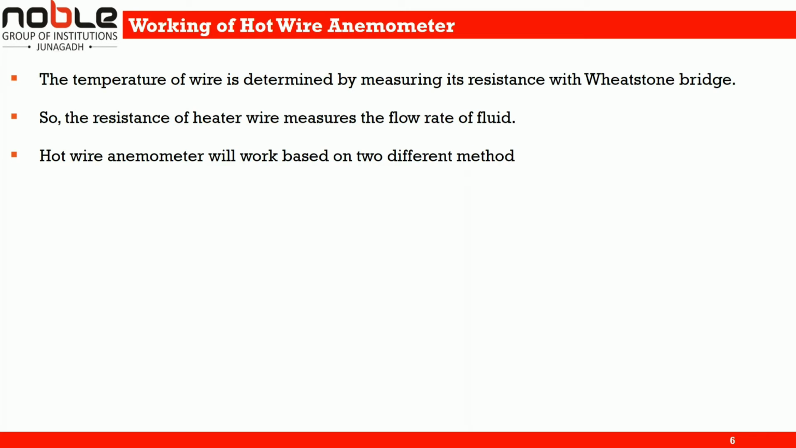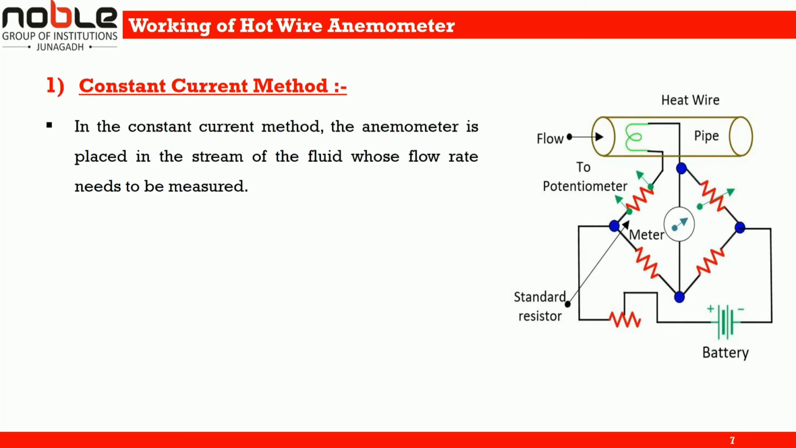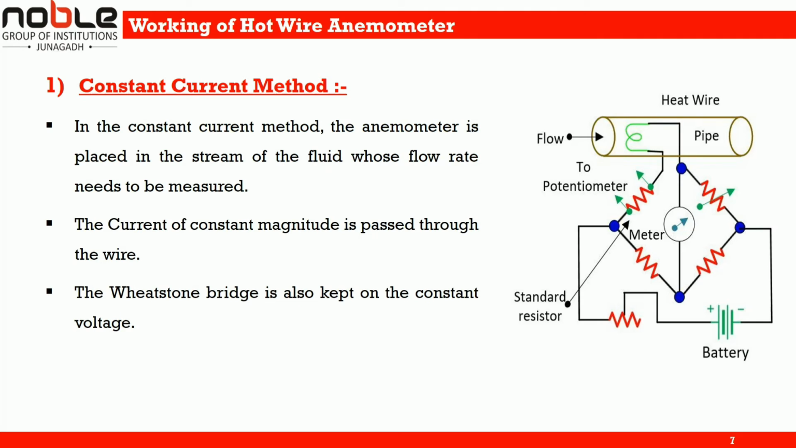The hot wire anemometer works in two different modes. The first one is the constant current method, and the second one is the constant temperature method. Now let us see the first method, that is the constant current method. In the constant current method, the anemometer is placed in the stream of the fluid whose flow rate needs to be measured. A current of constant magnitude is passed through the wire. The Wheatstone bridge is also kept at constant voltage.